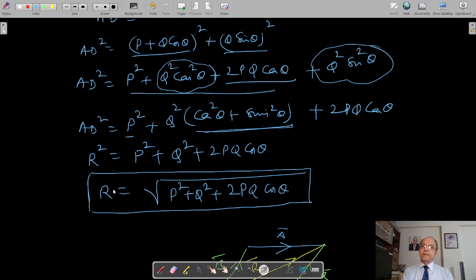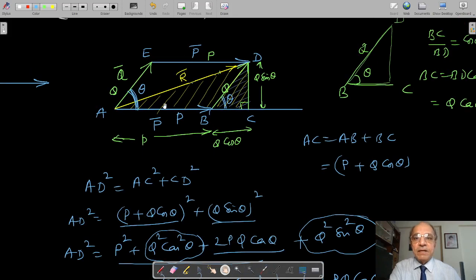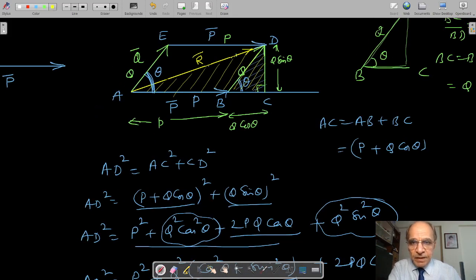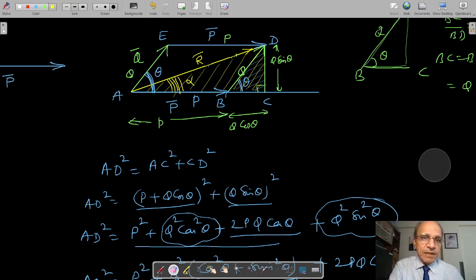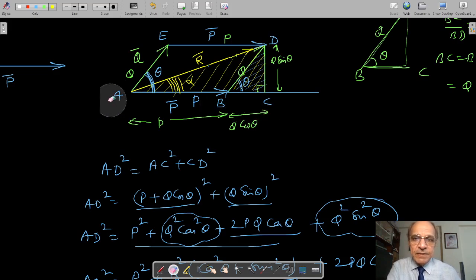Okay. So the magnitude of the resultant is known to us, but it is still incomplete, because if you want to find a vector, you have to find its magnitude and direction both. So we have to find the direction of R. Direction of R means we need to find this angle. Let this angle be alpha. Again from the same triangle ADC, look at this triangle ADC.